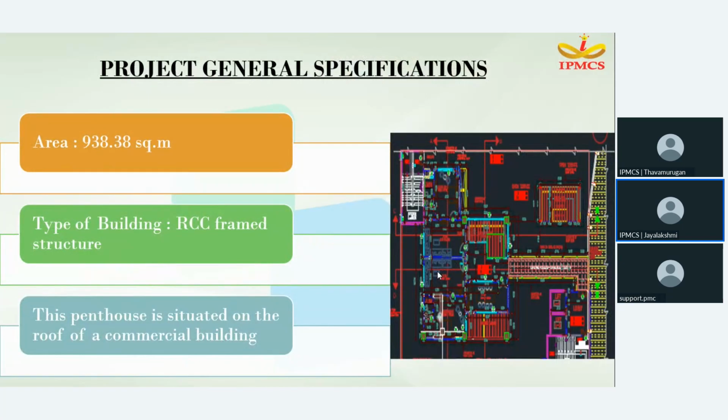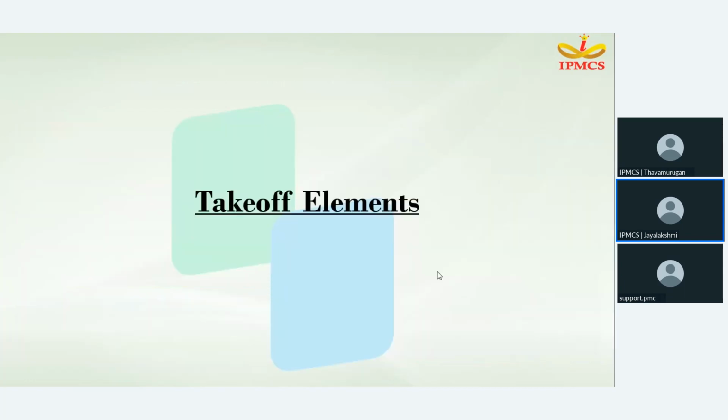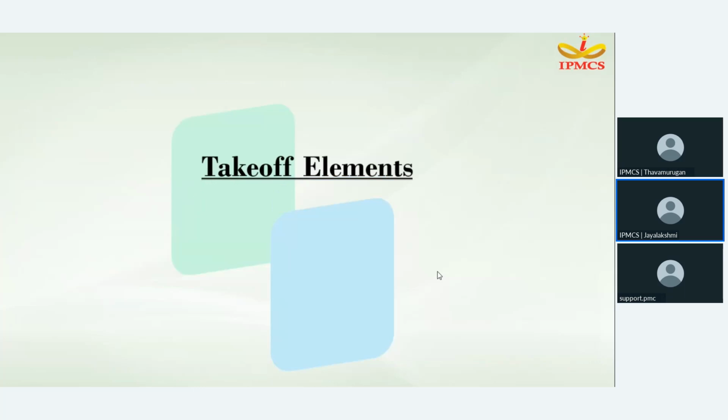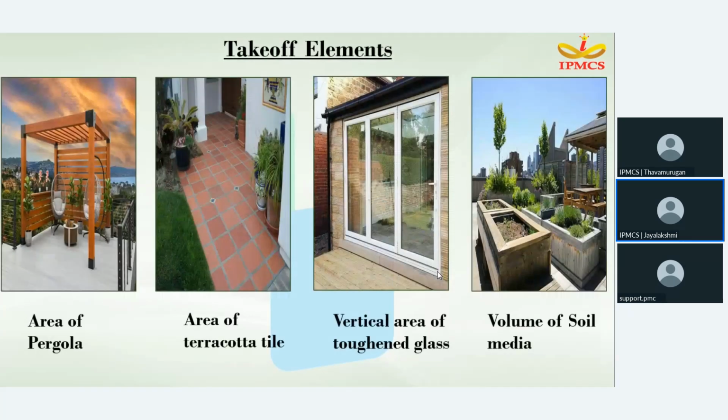This particular penthouse is situated on the roof of a commercial building. Today we will be mainly discussing four takeoff elements. These are decorative elements. The first one is pergola, second is terracotta tiles, then the vertical area of toughened glass, and also the volume of soil media. Let us discuss each now.